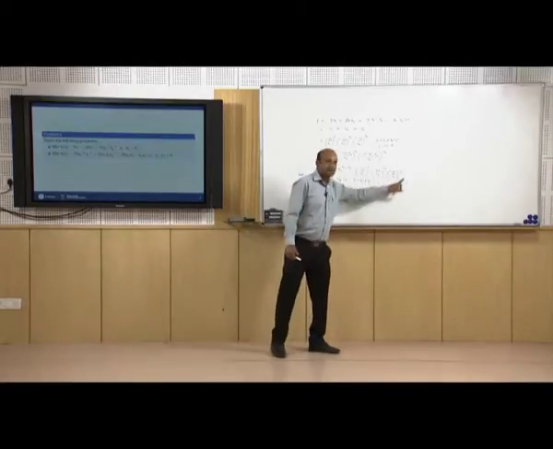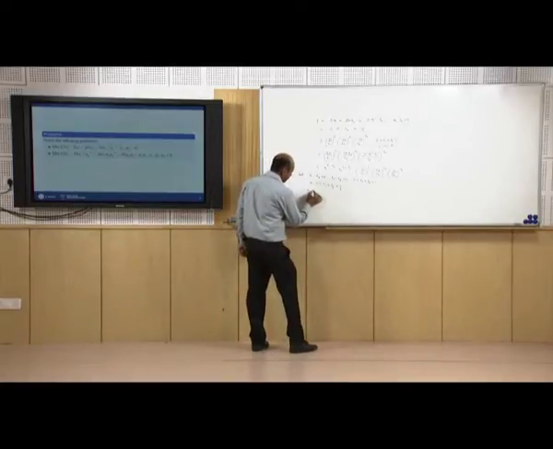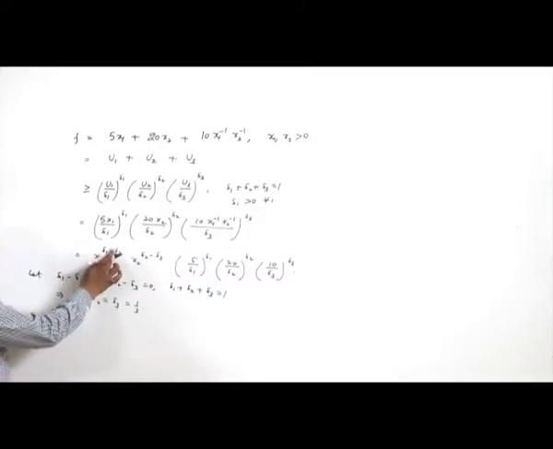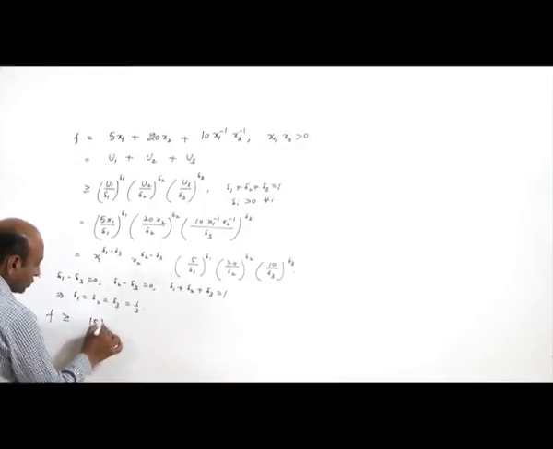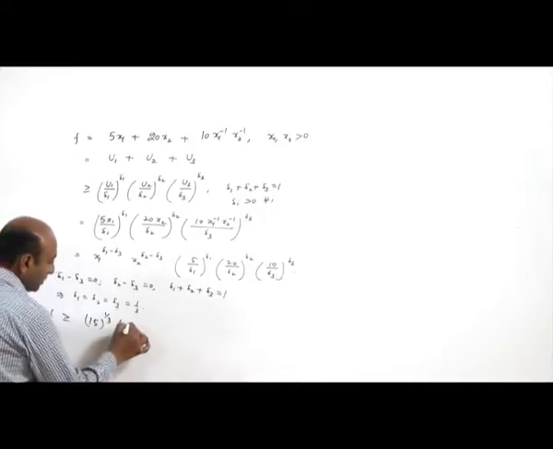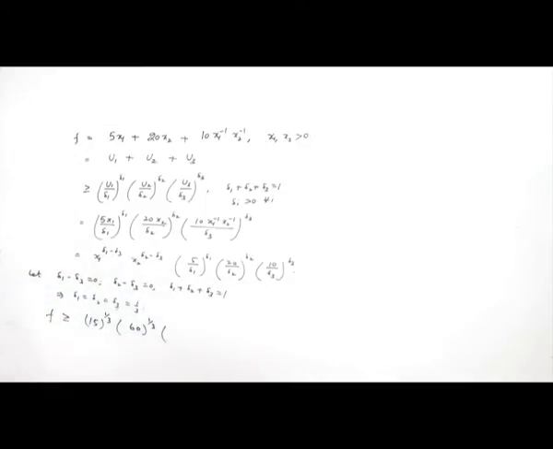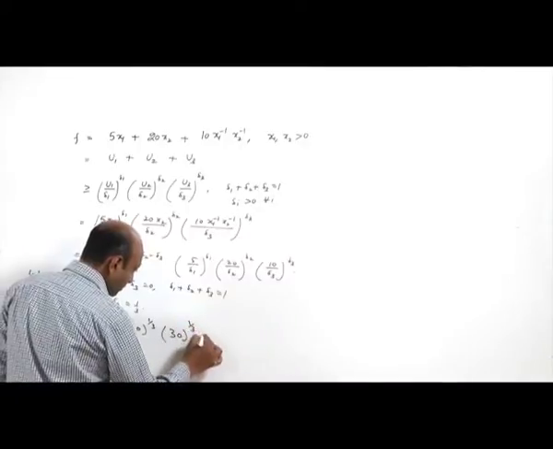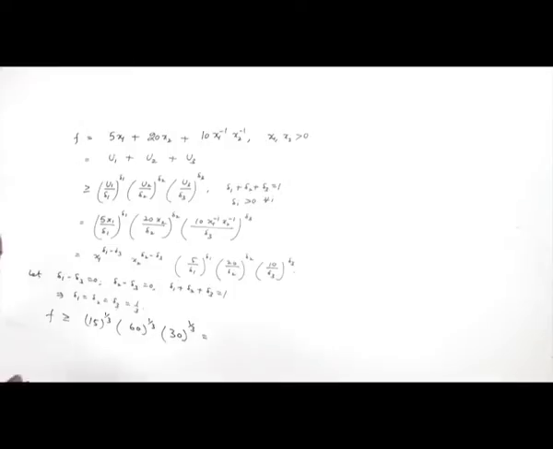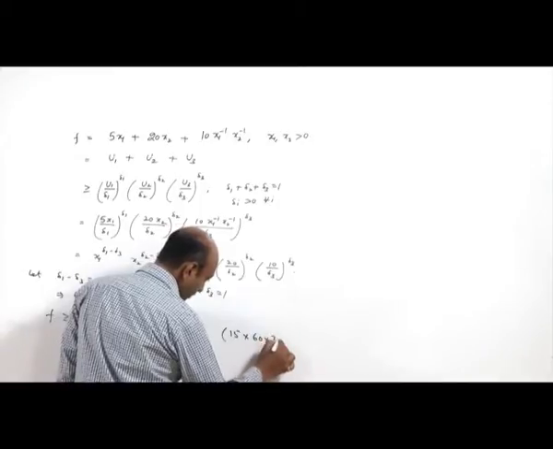So, we have a fixed value of the right hand side. What is the value of the right hand side that we can obtain? f will be greater than or equal to, x1 raised to power 0 is 1, x2 raised to power 0 is 1, then (5 upon delta 1, delta 1 is 1 by 3, that is 15) raised to power 1 by 3, (20 into 1 by 3, it is 60) raised to power 1 by 3, and (10 divided by 1 by 3, that is 30) raised to power 1 by 3. So, this is nothing but 15 into 60 into 30 whole raised to power 1 by 3.